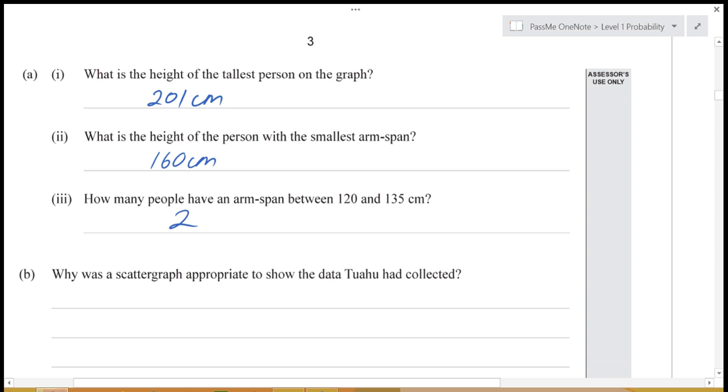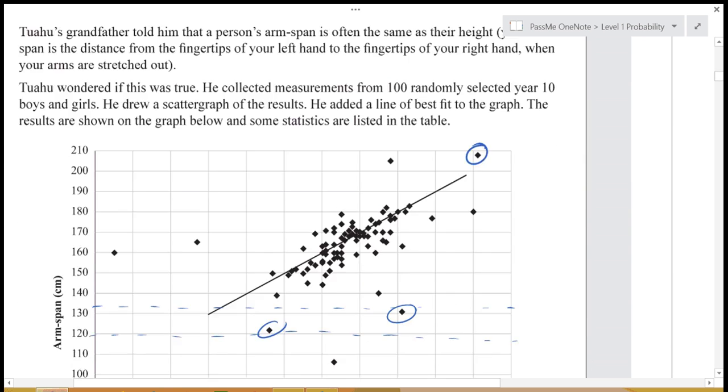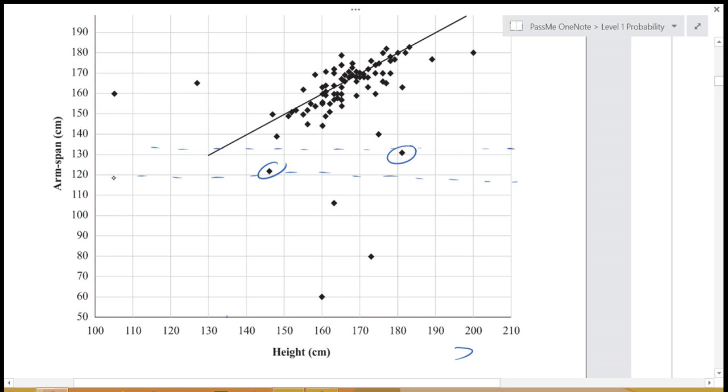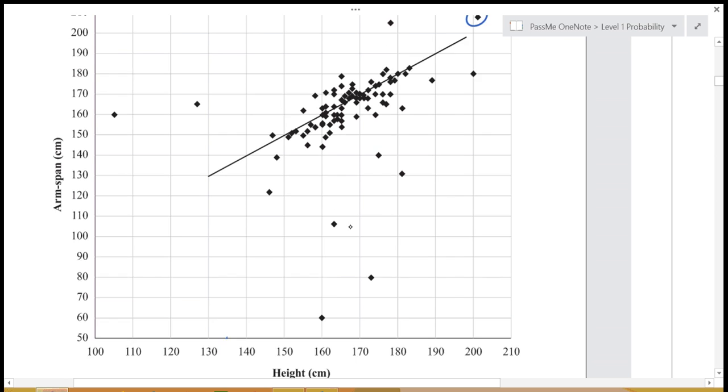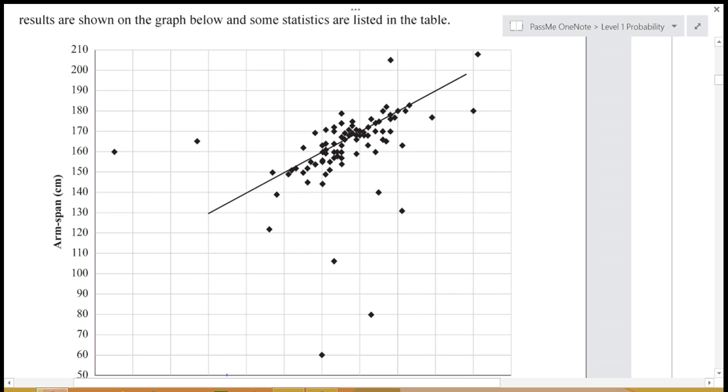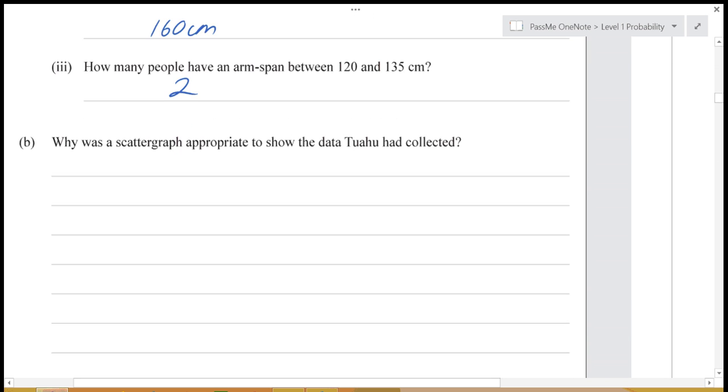Okay, the next question is asking, why is a scatter graph appropriate to show the data that Tuahu had collected? Well, if we look at the graph, we've got two variables here, arm span and height, and so when you're comparing two variables, a bivariate graph is a good graph to use. Also, it's a great way to spread out the points to see if there's any relationship between arm span and heights, and so that's where we get this cluster of arm span and heights here that show us a bit of a relationship. So it's just a matter of writing those things down, really.